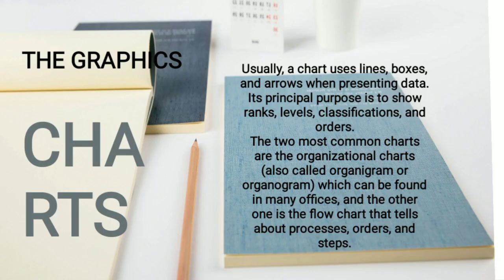So now we are going to tackle the first part of the graphic, which is chart. Usually, a chart uses lines, boxes, and arrows when presenting data. Its principal purpose is to show ranks, levels, classifications, and orders. The two most common charts are the organizational chart, also called organigram or organogram, which can be found in many offices, and the flow chart that tells about process, orders, and steps.